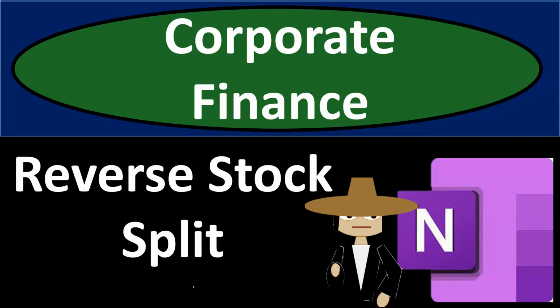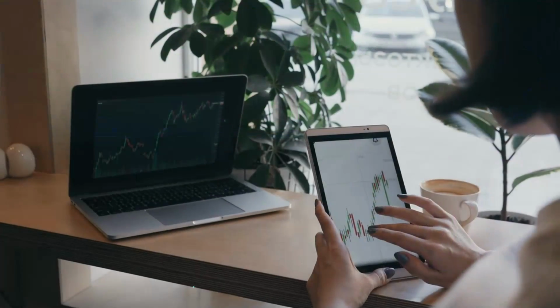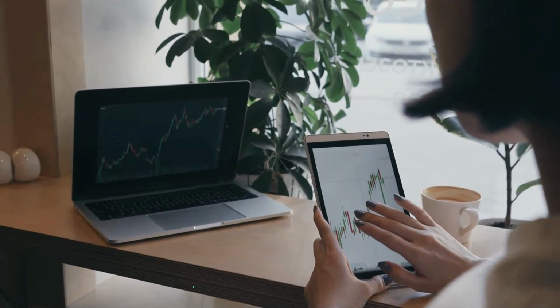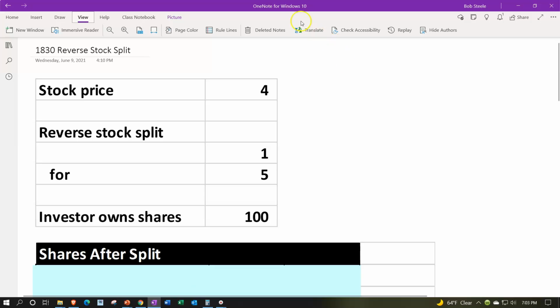Corporate finance practice problem using OneNote. Reverse stock split. Get ready, it's time to take our chance with corporate finance. Here we are in OneNote.